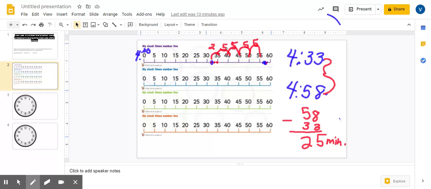So let's see where we are. We have 5, 10, 15, 20, 22. Now let's count to 58. 23, 24, 25. Because 55 to 58 is 3 minutes. So if we total 5, 10, 15, 20, 22, 23, 24, 25 minutes. So that is how much elapsed time there is from when I started reading my book to the end. Okay? Good job. Now try your problem set.